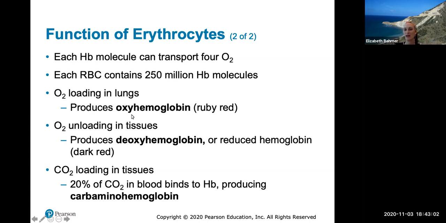Oxygen loading in the lungs produces oxyhemoglobin, which gives it a ruby red color. And oxygen unloading in tissues produces deoxyhemoglobin or reduced hemoglobin, and that's a darker red color. So again, these colors come into play, not only the color of the hemoglobin, but also the blood.